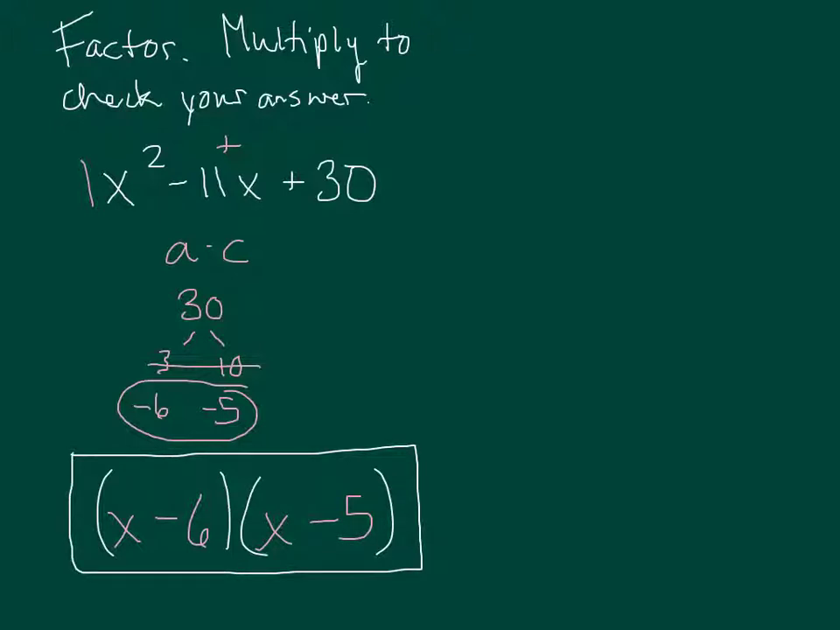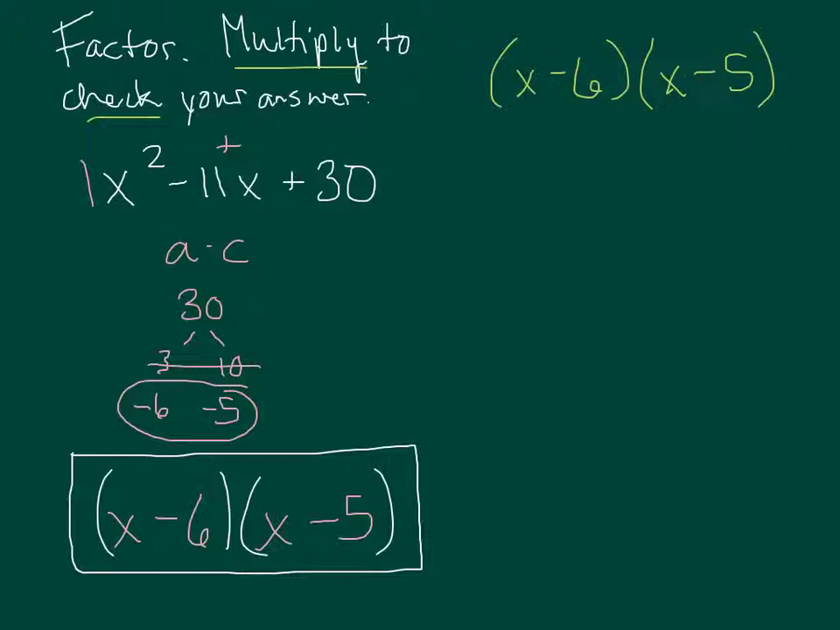So in green, we're going to check our work. What we're going to do is we're going to take our answer, and multiply them together. So we have x minus 6, we're multiplying that to x minus 5. And there's a few different ways to look at it. Obviously, we can distribute, and that's what we're going to have to do. And we know we're going to have to distribute because there are minus signs in here.